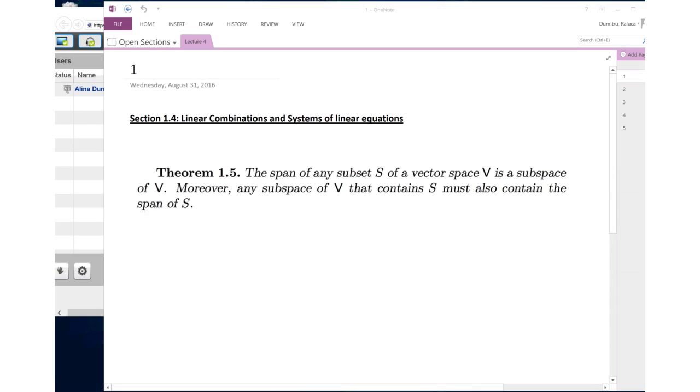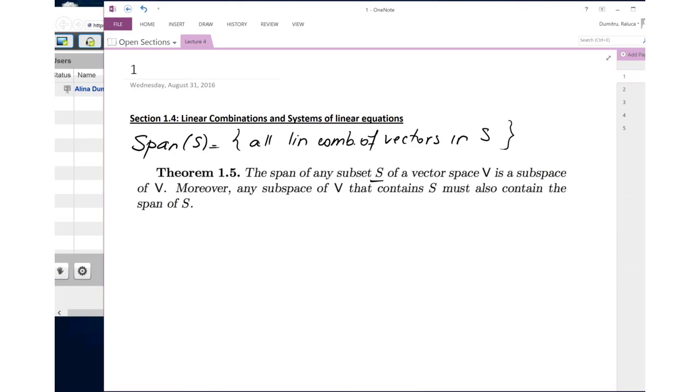So we proved that given a set S in a vector space V, the span of S, just to remind you, the span of a set of vectors S is given by the set containing all linear combinations of vectors in S. Now, clearly, everything happens inside the vector space V, where S belongs as a set.